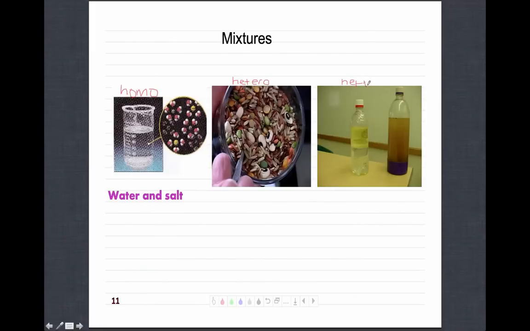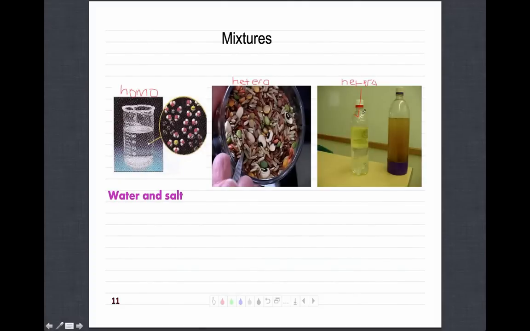What about this? You have sand and water. How many phases do you see? What does that imply? Hetero. Very good. So this is the rule of thumb. If you see two phases, directly that's a heterogeneous mixture. If you see one phase, that you don't see but that's a homogeneous.